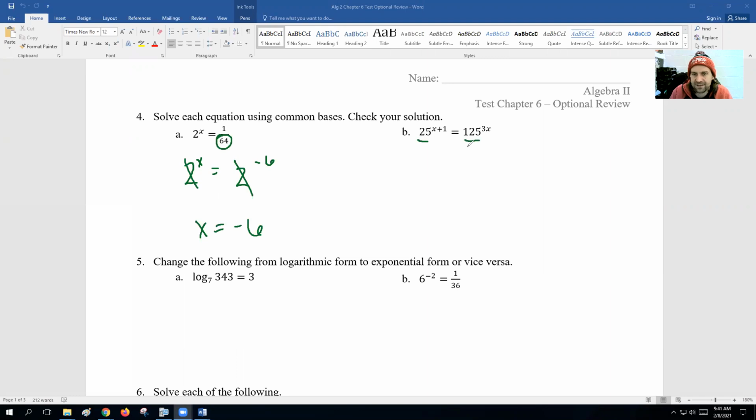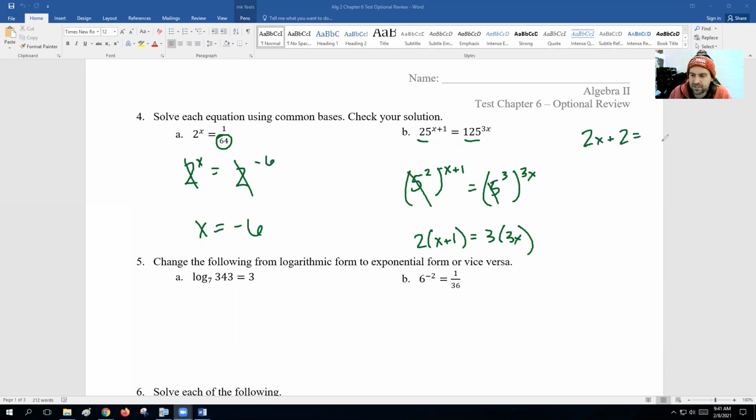All right, 25, that does not turn into 125. 25 squared is 625. So we actually have different bases. The base would be 5. 5 squared would give me 25, to the x plus 1 power. And then 5 cubed would give me 125. All right, so bases cancel out, and we got 2 times x plus 1 is equal to 3 times 3x. So distributing the 2, we got 2x plus 2 is equal to, times the 3, 9x. So 2x would equal 7. Divide, x would equal 2 over 7, whatever decimal that is.